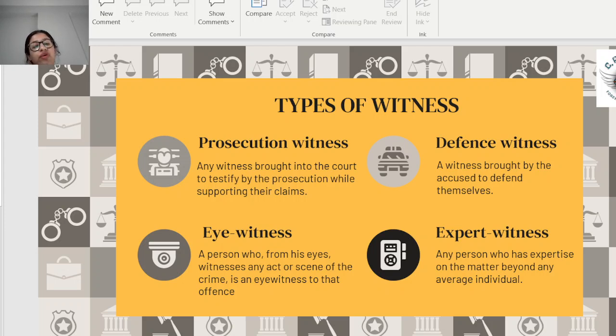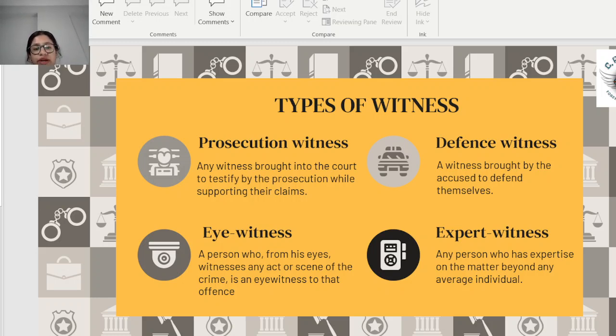Now, a person who with his own eyes witnesses any act or a scene of the crime is an eyewitness to that offense, right? An eyewitness may be any person like a stranger, relative, or any other person. From the perspective of the evidence, if we talk, an eyewitness is an important evidence. You have to always remember that an eyewitness is an important evidence in solving a case. It is generally said that anything can betray but not the eyes, right? So you always have to make sure whatever the eyewitness says, you have to corroborate it with the evidence that is present with you.